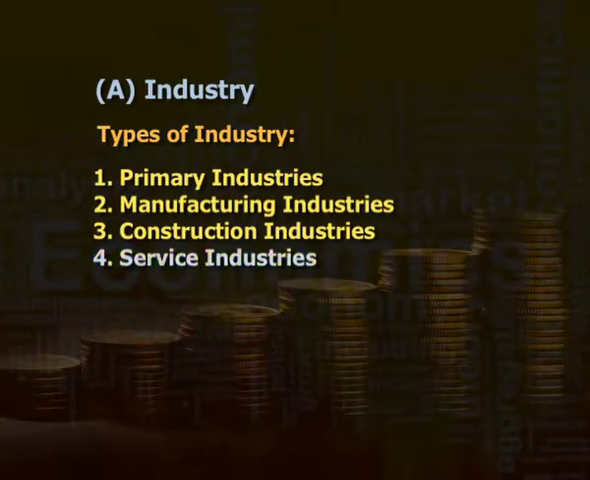Fourth is service industries. A service industry produces intangible goods, that is, goods which do not have any physical form and therefore cannot be stored for future consumption. For example, banking and financial institutions, advertising agencies, transportation and communication. Moving on to the next topic, that is production of goods and services.